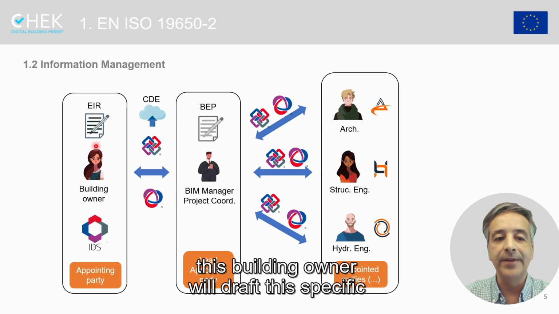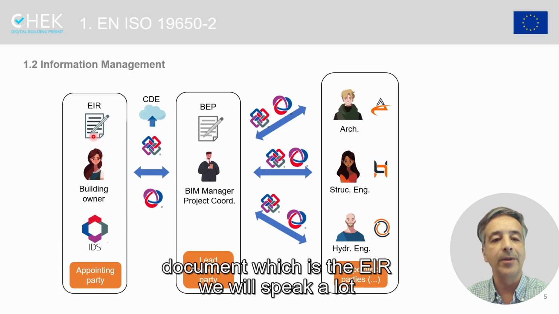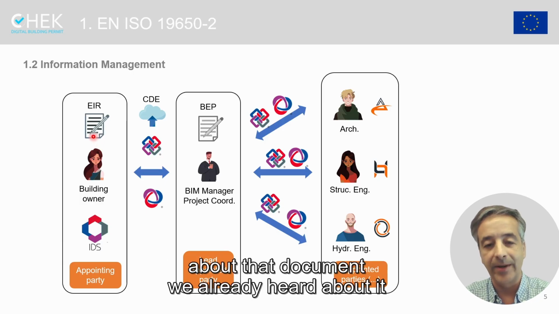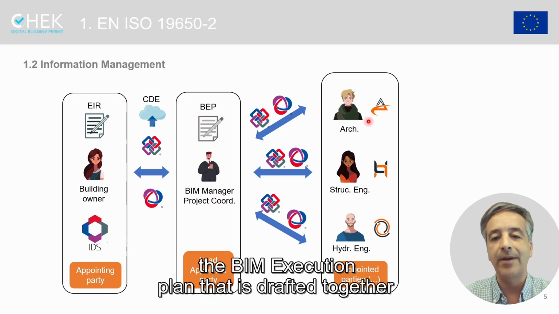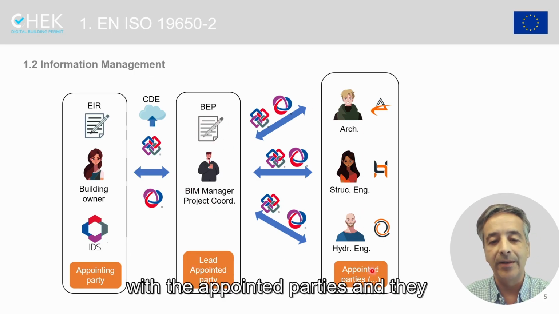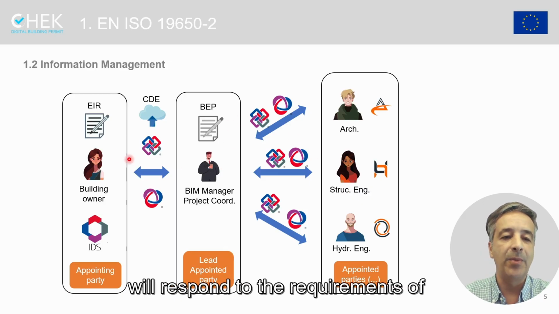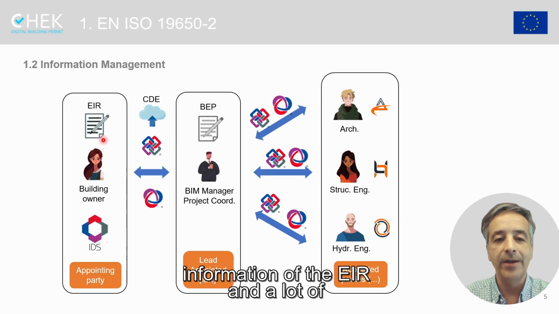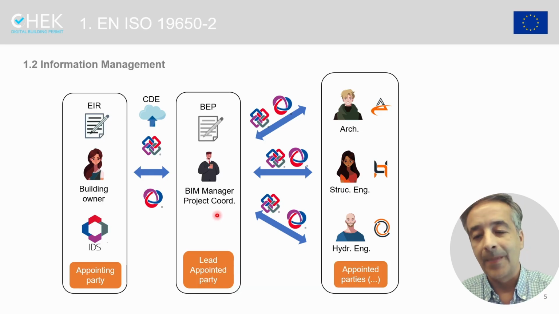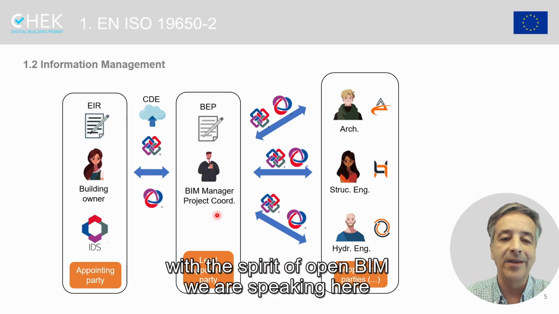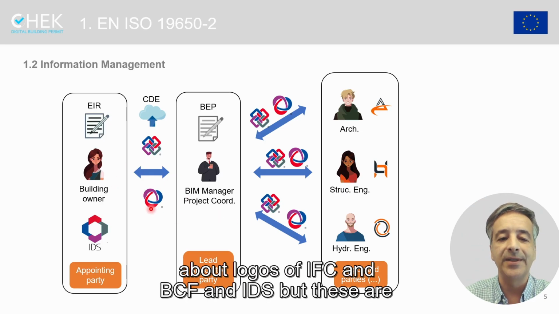will draft this specific document, which is the EIR. We'll speak a lot about that document, and you've already heard about it. The project coordinator or BIM manager will respond with a BIM execution plan that is drafted together with the appointed parties, and they will respond to the requirements of information of the EIR, and a lot of interaction will be happening.